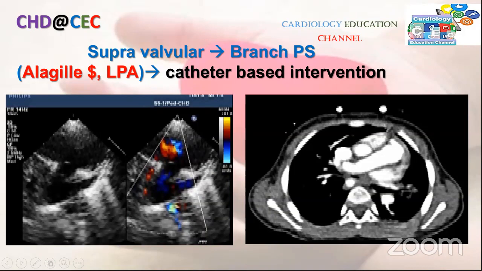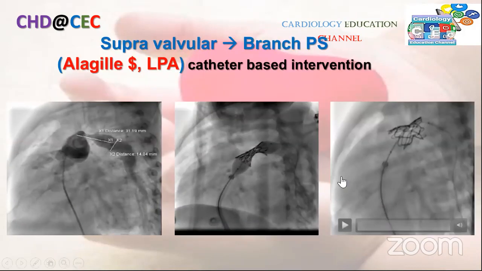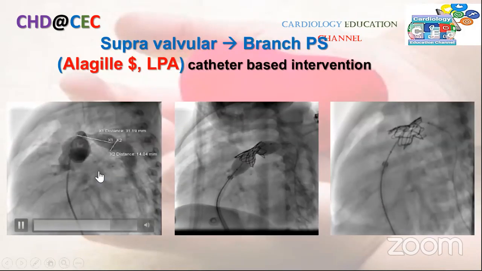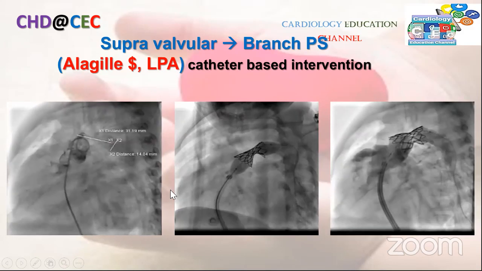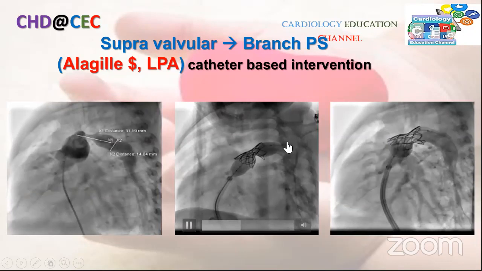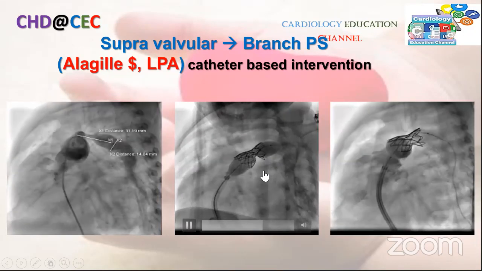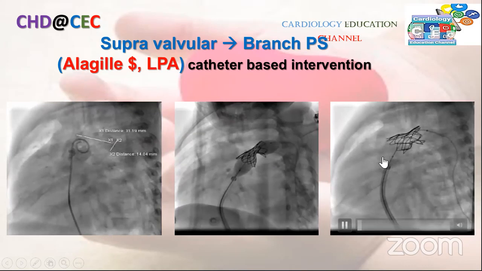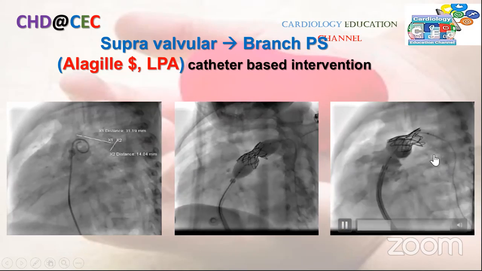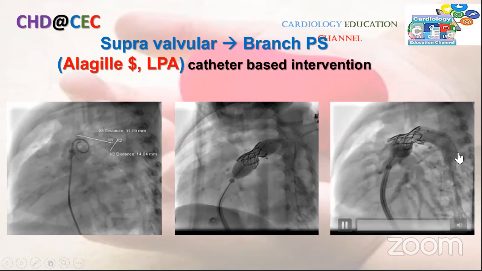And the intervention in this case was, this is angiography in the LAO projection, showing a short segment of stenosis at the proximal LPA. So we decided to do balloon dilatation and stenting, and you can appreciate here that the lesion is very resistant to the stenting and the balloon. So we used another balloon to optimize the shape of the stent and to get a good shape of the artery.